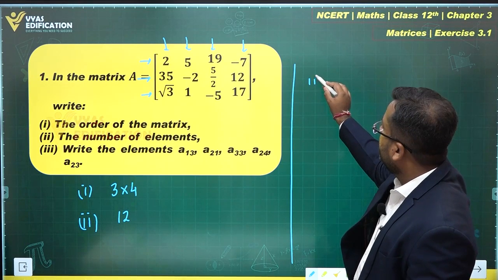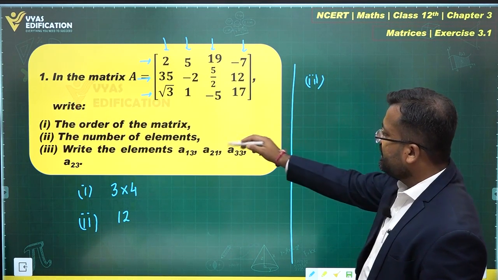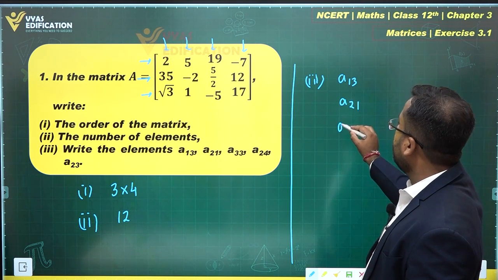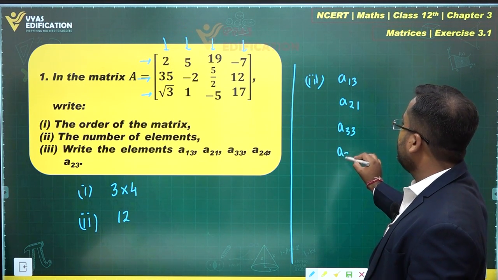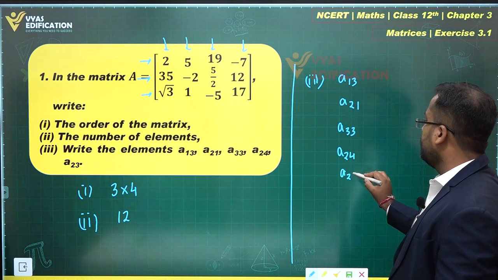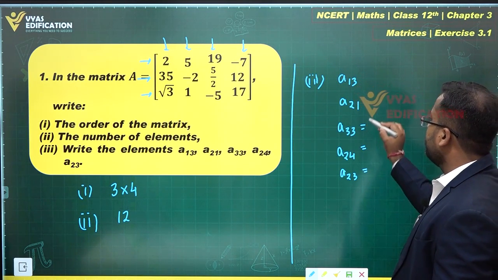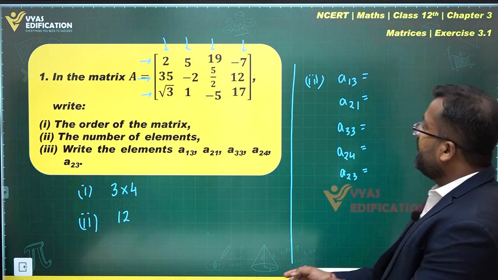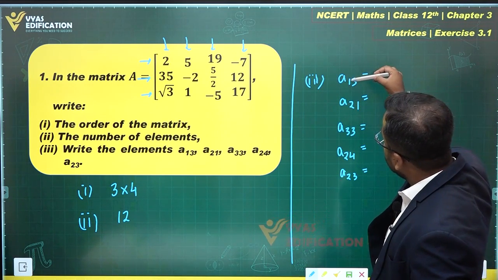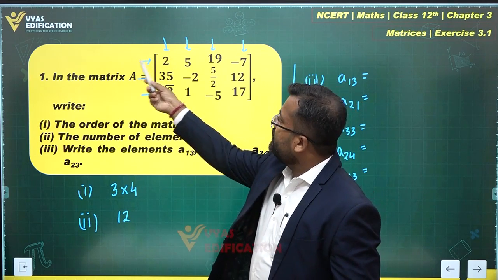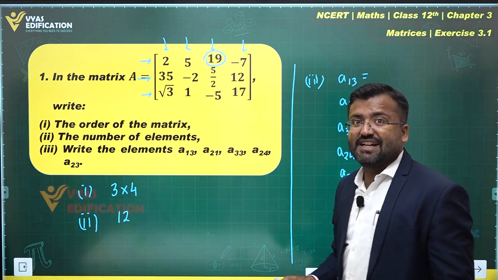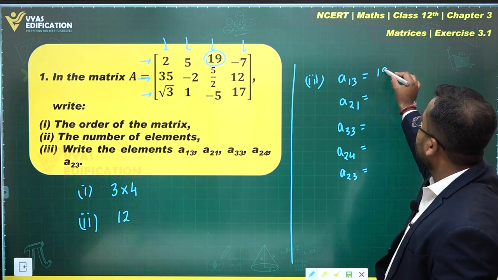In the third part, we need the values of these few elements, which are A13, A21, A33, A24 and A23. Let's try to find the values of these elements. A13 represents first row and third column. In the first row, we have to select the third column, which is this. The element present at that location is 19.